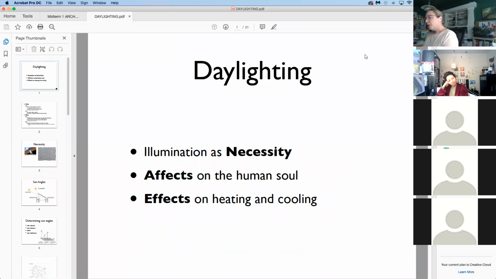Then the third prong of daylighting is that it also has effects on our thermal comfort level, on our heating and cooling levels in our buildings, and being able to control daylighting, to use it to our advantage where we want it, but control it so that it is not disproportionately affecting our thermal comfort level.